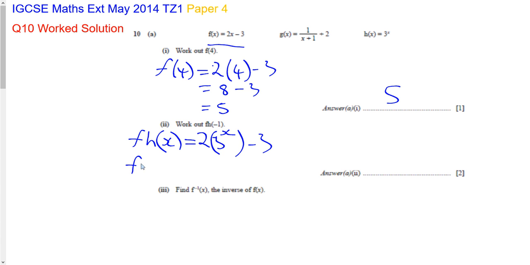So f of h of -1 will be equal to 2 lots of, here's our h function here, 3 to the power of x. Now we're going to replace x with our -1, minus 3. All right, so now we just need to simplify this here.